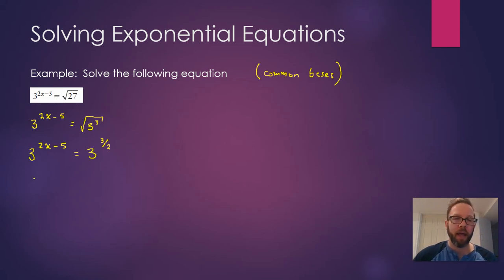And then, because both sides of this equation are a power with the same base, if this power is equivalent to this power of 3, and they're both base 3, that means the exponents have to be equal as well.